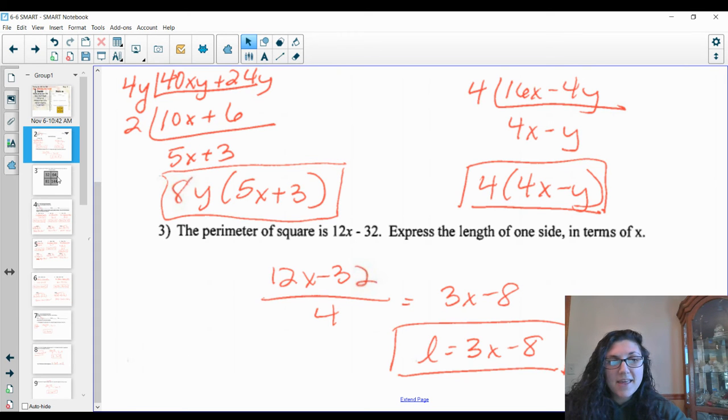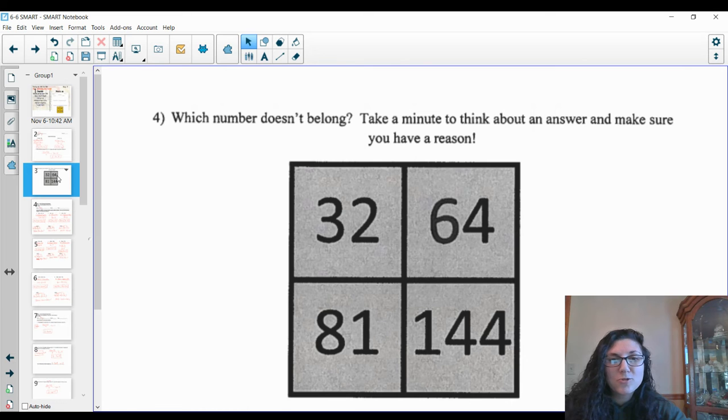Okay? And then that last part, it was supposed to be kind of fun. You could have said multiple answers. You could have picked 81 because it's an odd number and the rest are even. You could have picked 144 because it has 3 digits and the rest have 2. One of my favorite reasons would be if you picked 32 because the other 3 are all perfect squares.